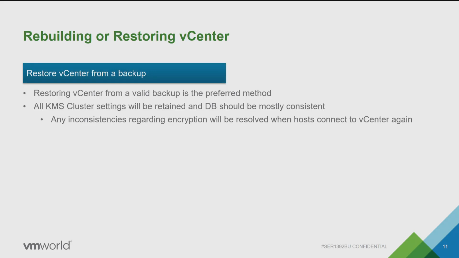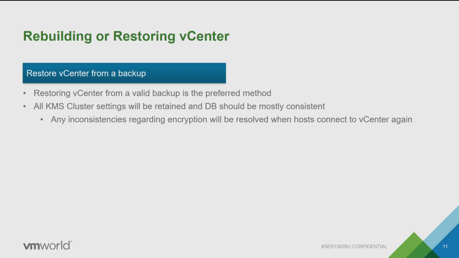So the preferred method, I suppose, if your vCenter really goes bad and it's dead forever, would be to have a good backup of your vCenter and just restore that. That saves you from having to go through all of this reconfiguration in the first place. If you do restore vCenter from a valid backup, all of your KMS cluster settings will already be there, and your DB should be more or less consistent.